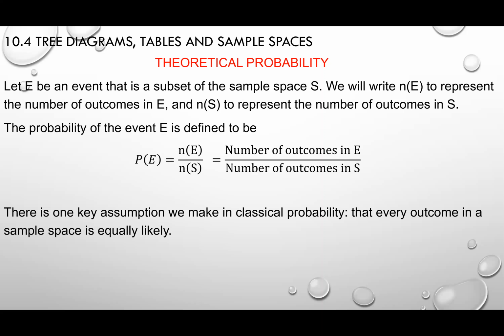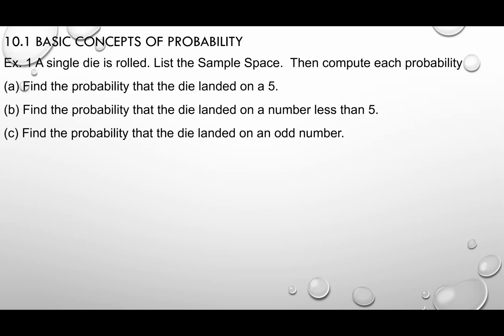And again, each item in the sample space has an equally likely chance to occur. So I have a small problem to help you a little bit. Let's say a single dice is rolled. They ask you to list the sample space and then compute the following probabilities. Find the probability of the dice landing on a 5, find the probability of the dice landing on a number less than 5, and find the probability of the dice landing on an odd number.